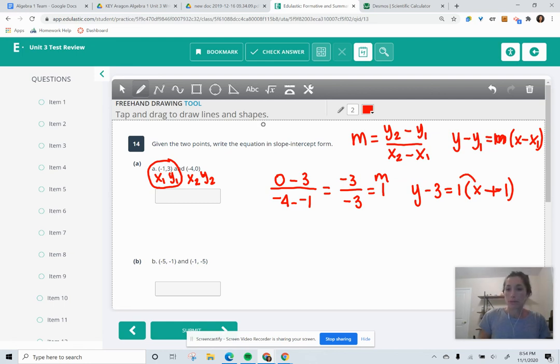Now we can distribute. That's y minus 3 equals 1 times x. That's just a 1x or x. And then 1 times 1 is positive 1. I would then go ahead and add 3 to both sides. Get this in y equals format. So our final equation, y equals x plus 4.